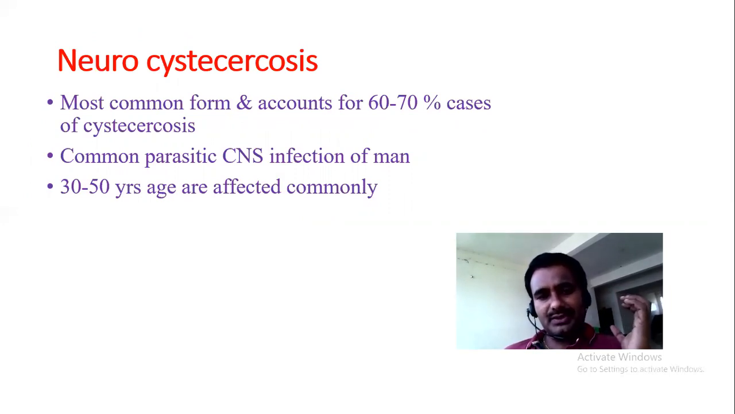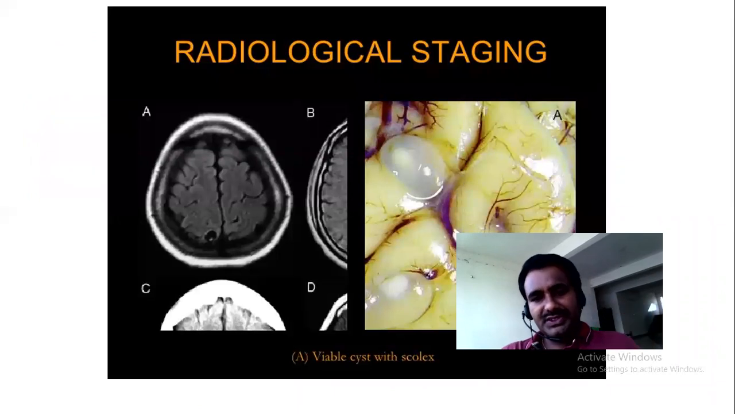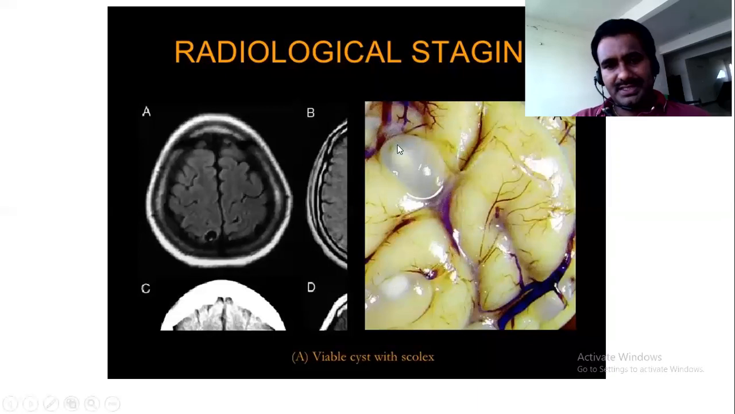So here the 30 to 50 years age group is affected most commonly. Here it is neurocysticercosis, the cyst in the brain.